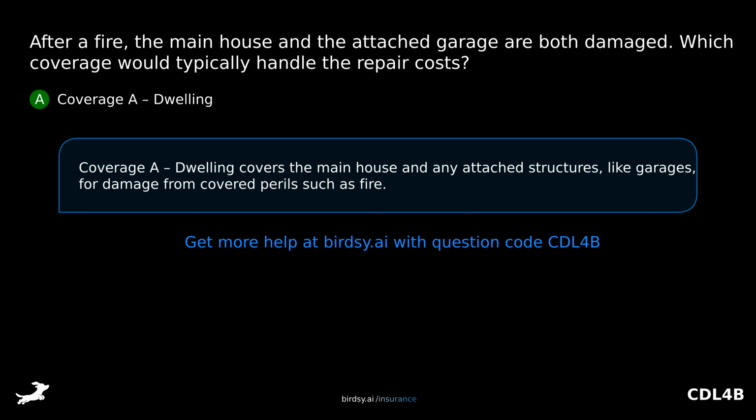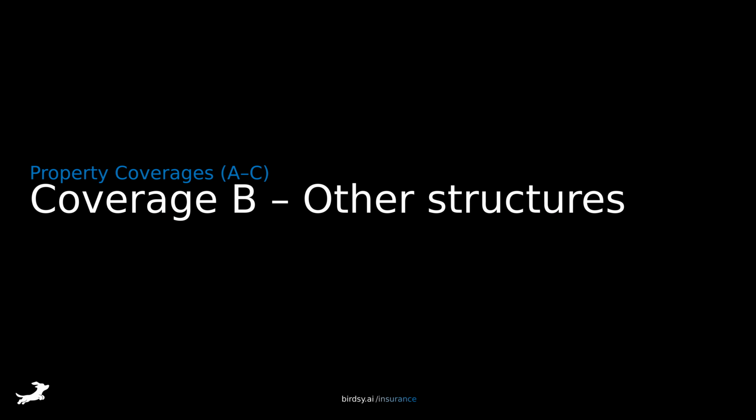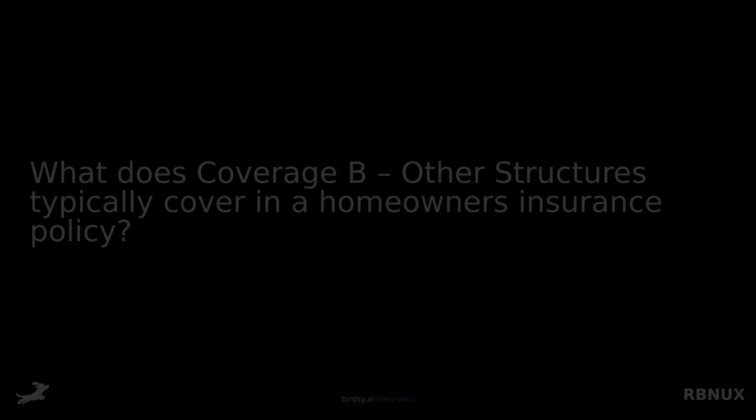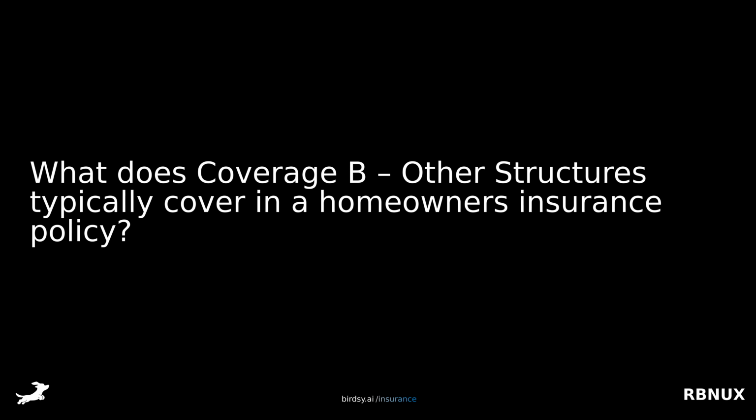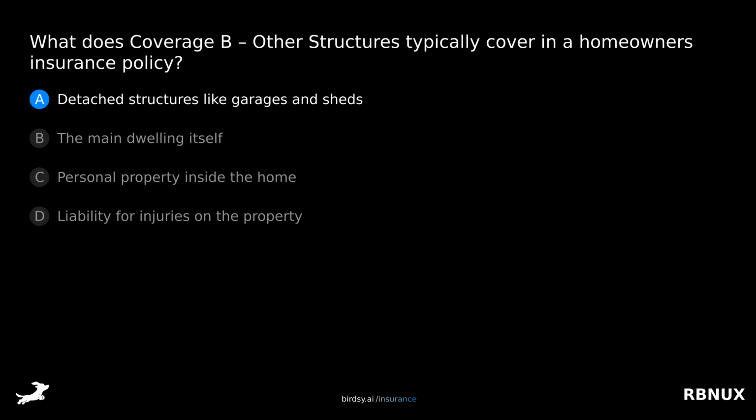Coverage A, dwelling, covers the main house and any attached structures, like garages, for damage from covered perils such as fire. Coverage B, other structures. What does Coverage B, other structures, typically cover in a homeowner's insurance policy? Is it A, detached structures like garages and sheds, B, the main dwelling itself, C, personal property inside the home, or D, liability for injuries on the property? The answer is A, detached structures like garages and sheds.